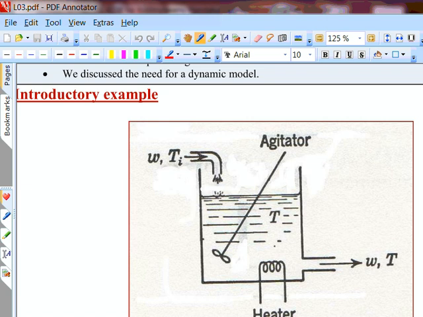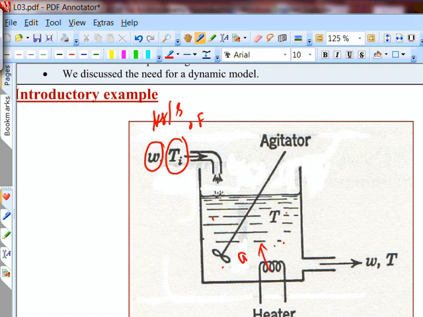Okay? So the problem is the water heater tank. Okay? So you have water coming in at a certain flow rate in terms of kilograms per second, and at a certain inlet temperature, say degrees Fahrenheit. And it's being agitated well, so we are assuming that the temperature inside the tank at any point will be the same. And we are adding energy, Q, from an electric heater, for example. So that's going to increase the temperature from Ti to T.